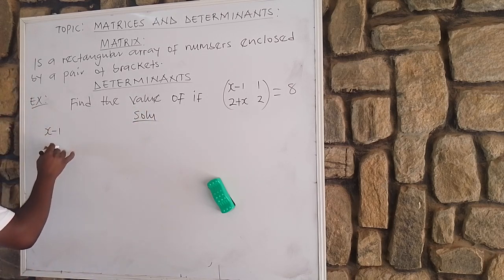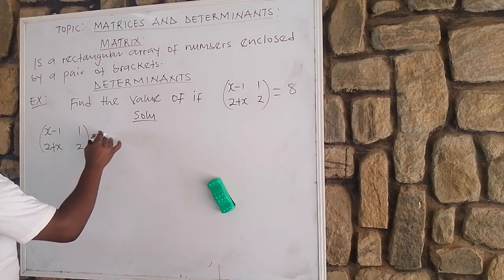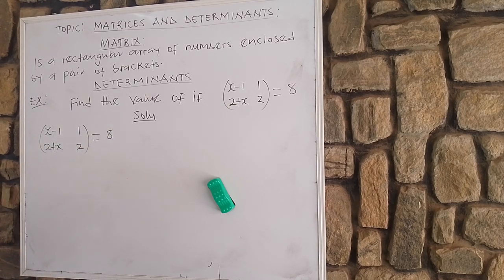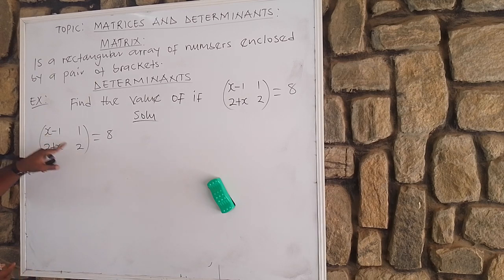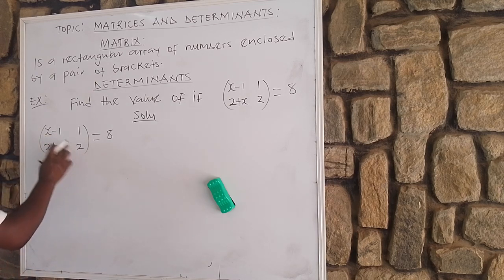X minus 1, 1, 2 plus x, 2, then equals 8. Simple as ABC. So what we need to do is consider the determinants. You know how to find the determinant. We've done it before. So this one multiply this one, minus this one multiply this.